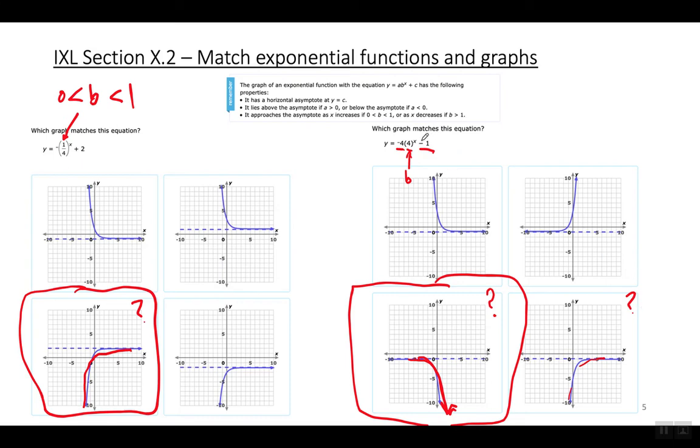Si B es un número más grande que 1, eso quiere decir que cuando miro el gráfico de la línea de izquierda a derecha, se tiene que estar moviendo en la dirección opuesta del asymptote, no acercándose al asymptote como en esta. Así que esta tiene que ser la respuesta.